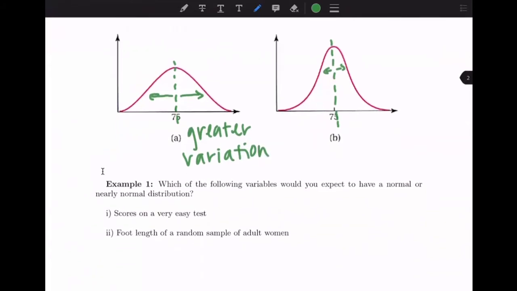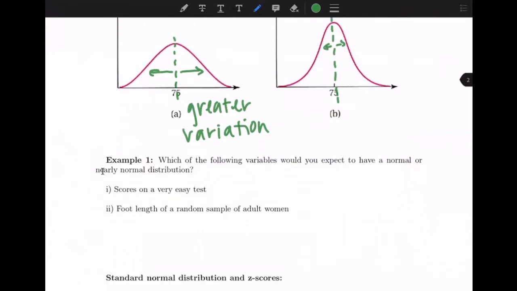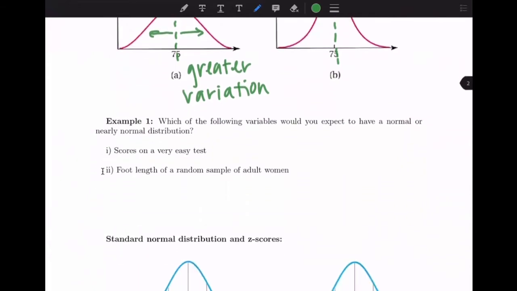Okay, let's do our first example. Which of the following would you expect to have a normal or nearly normal distribution? Well, scores on a very easy test. If you think about it, if the test is very easy, that implies that the mean would be high, close to 100, which implies we would have left skewed data.